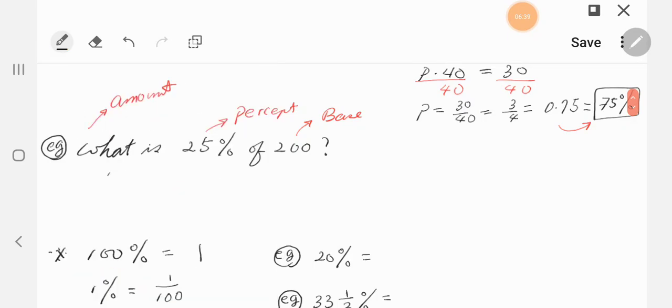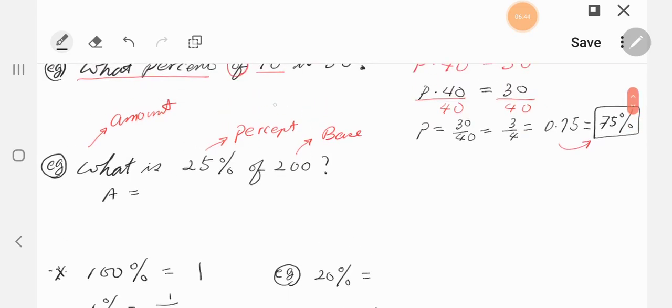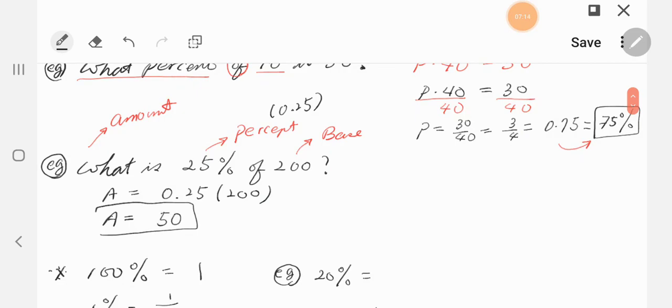So the amount A is equal to 25%. 25% is 0.25, right? So always convert the percent into a decimal when you calculate. So 0.25 times the base, 200. So the amount is equal to 25% of 200, which is 50, right? Okay, use a calculator. So that will be 50. So that's the amount.